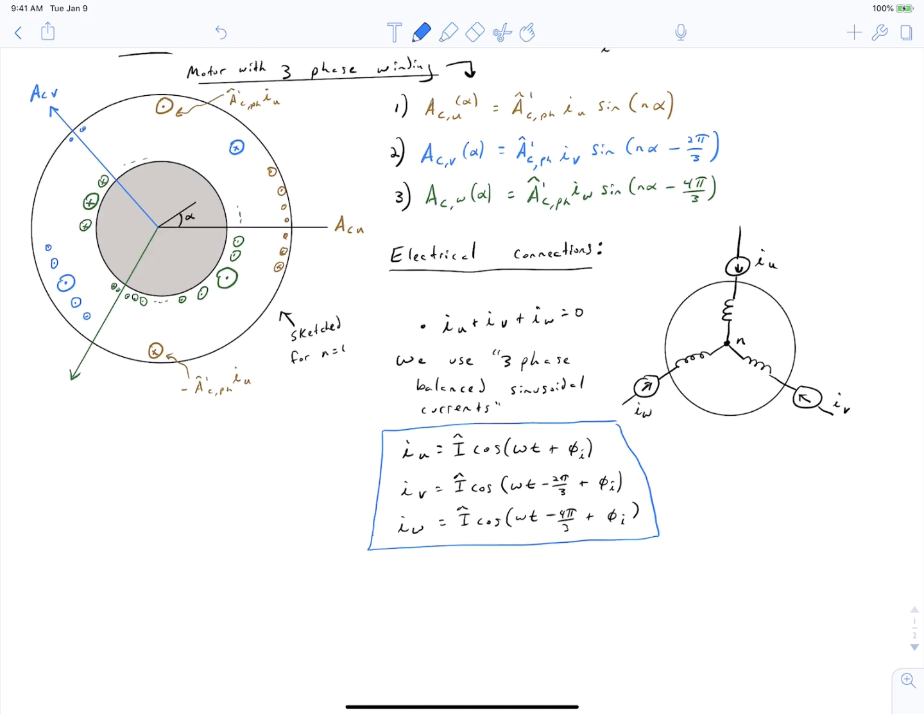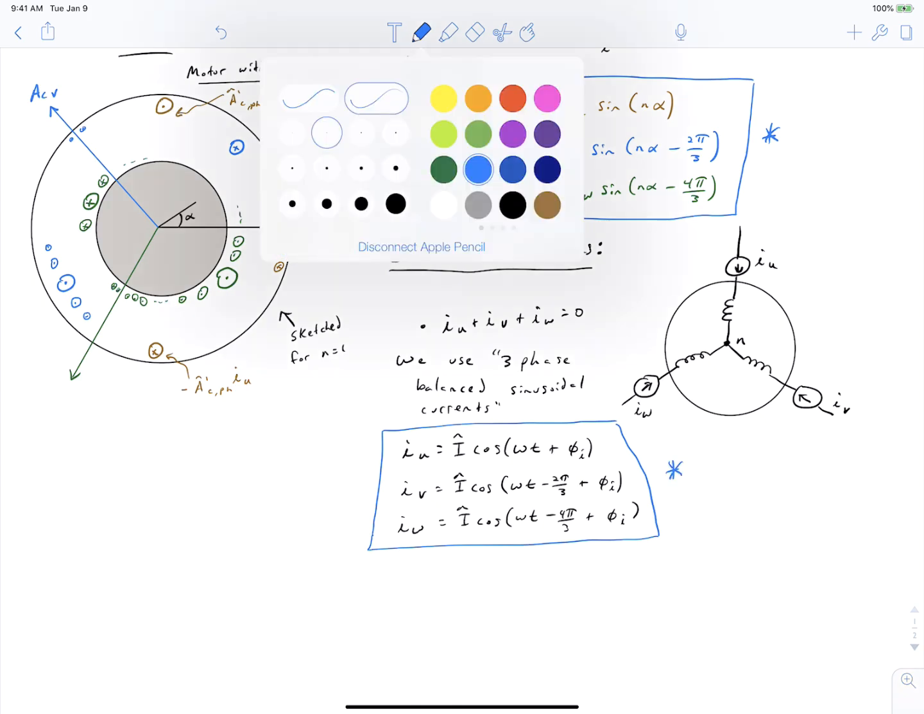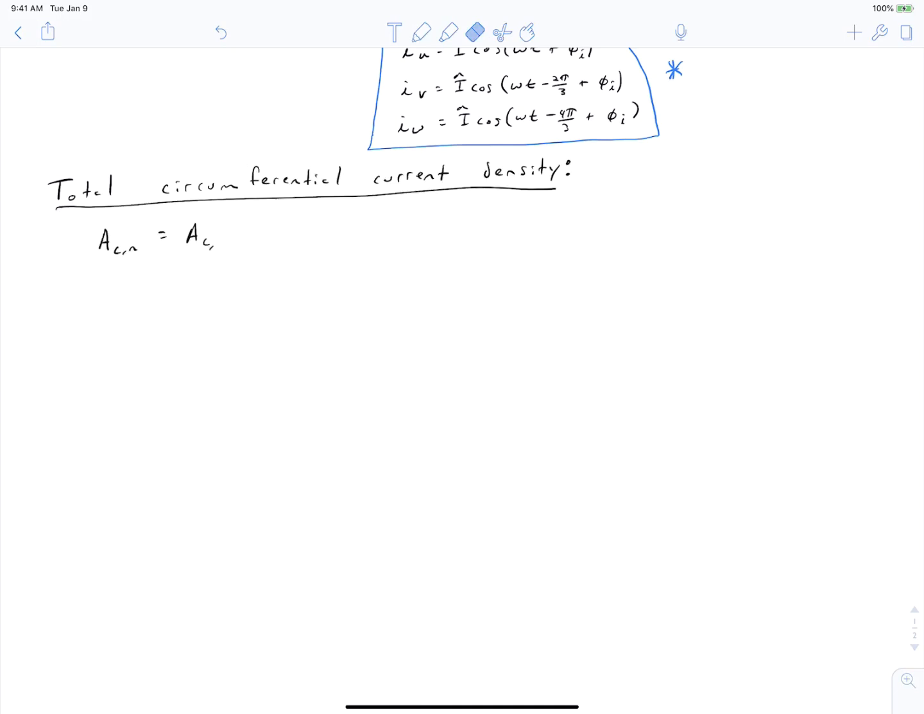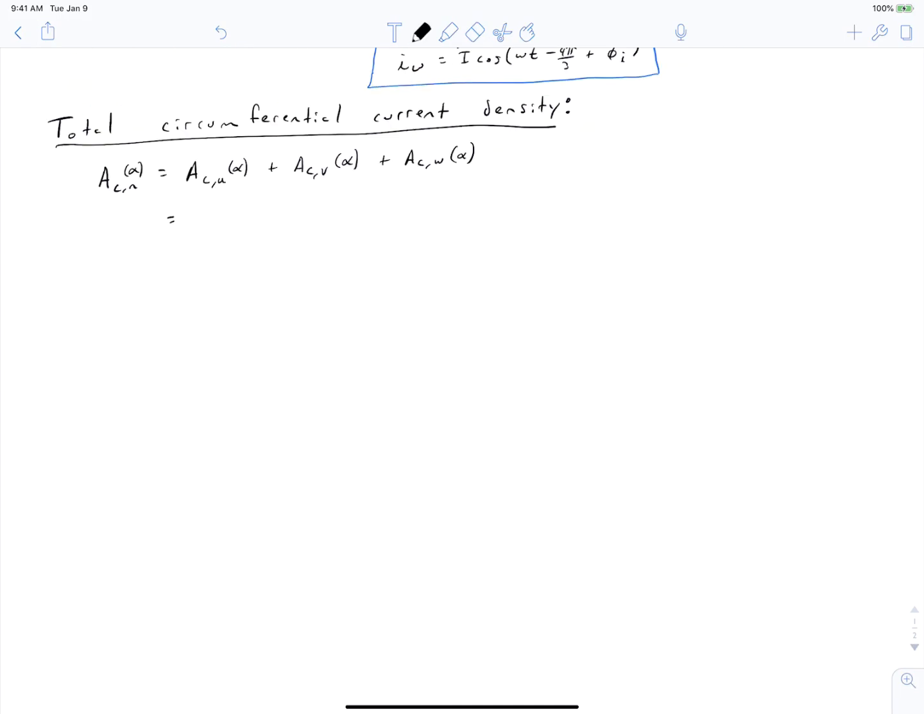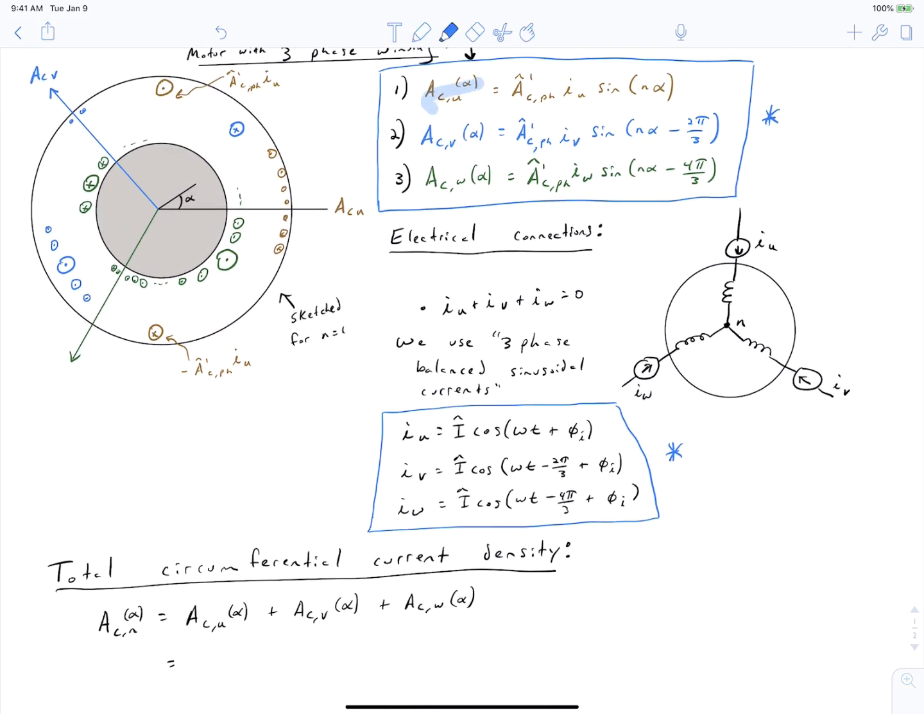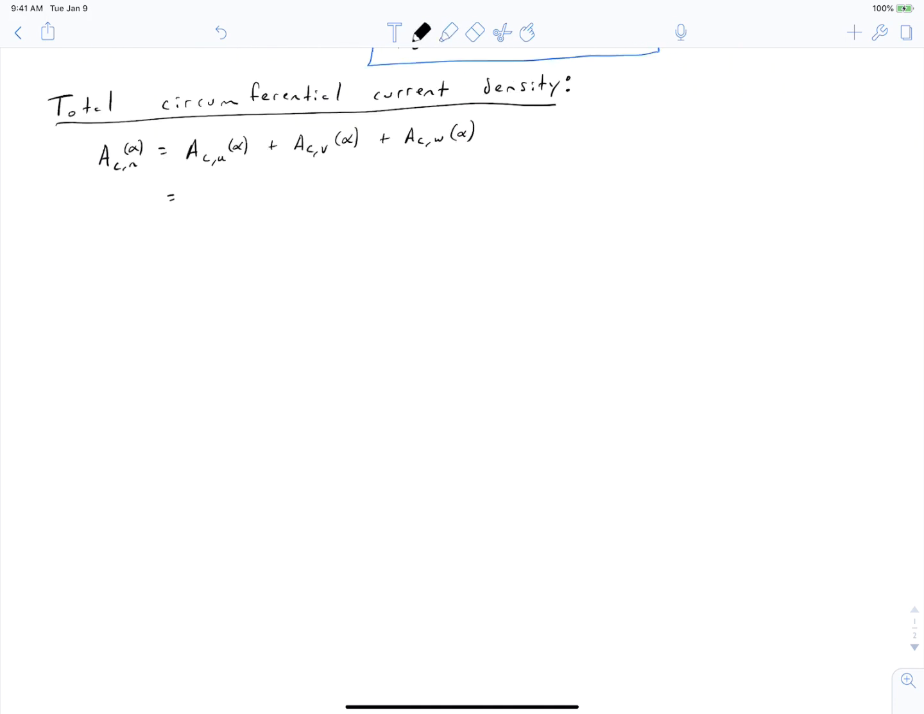All right, the key things to take away from this is that we've got this expression for our circumferential current density on the inner bore of our stator, and we've got this expression for our currents. The total circumferential current density on the inner bore of our stator is actually going to be the sum of these 3 phase quantities. And so we've written out our expression as the sum of these 3 phase quantities, and we're going to just plug in these 3 expressions now and start to manipulate the equations.